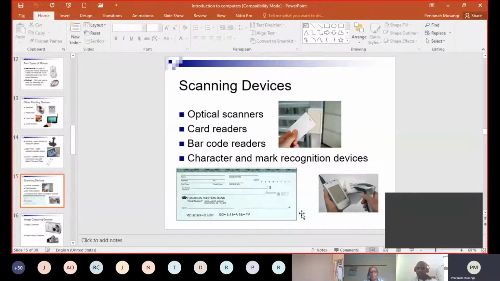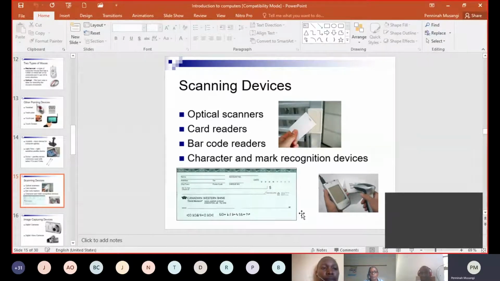Then we have scanning devices as input devices. We have the optical scanners, the card readers, the barcode readers, and the character mark recognition devices. Optical scanners are like the scanner with which we scan our documents. The card readers are what ATMs use. When you go to some hotels and you are given a card with already input instructions, you just place the card on the door and it opens. That's a card reader.